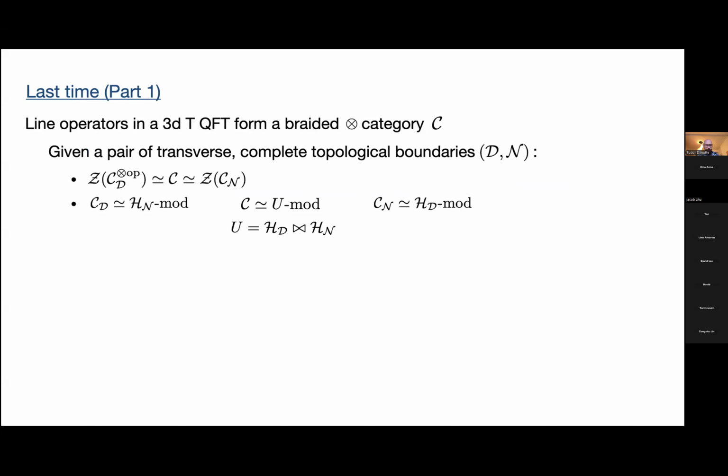And I did it by using a pair of boundary conditions, and even having boundary conditions is a special thing. When you do have them, and they are transverse and complete, then one can create two dual Hopf algebras, and the category gets represented by their double.